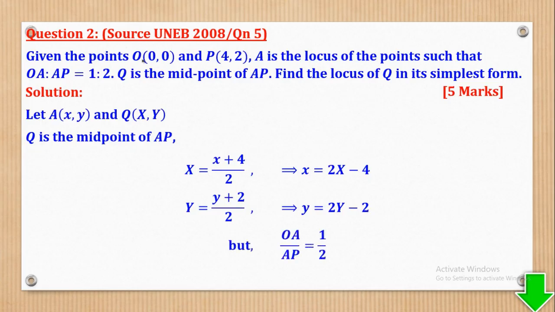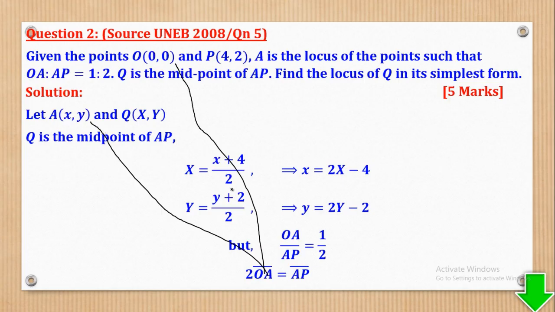But I already know from this given ratio that OA to AP is equal to 1 to 2, meaning that OA over AP is equal to 1 over 2. Cross multiply, I'll come up with that. Now next is to substitute, get this distance OA and also this distance AP. The good thing, I already have all those points. I have point O, I have point A, I have point P.